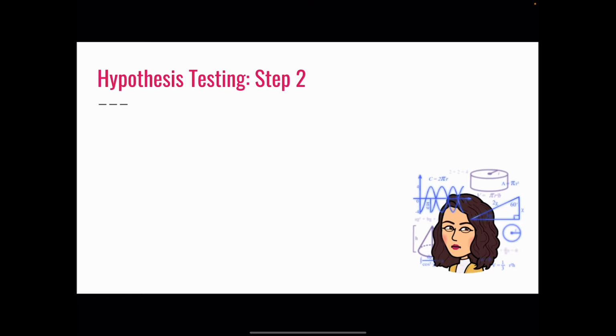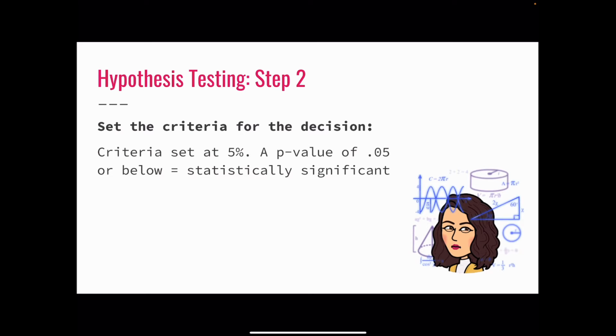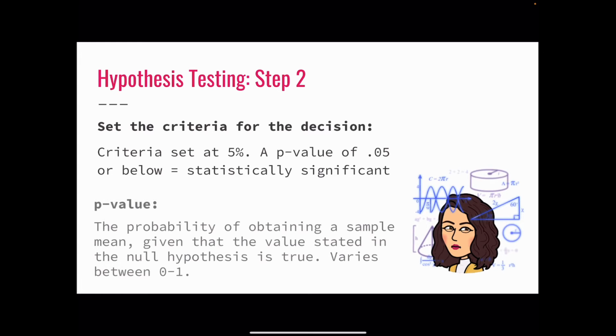In step 2 of hypothesis testing, we set the criteria for the decision. The most standard criteria set is 5%. That's a p-value of 0.05, and a p-value of 0.05 or below is what we consider to be statistically significant. A p-value is the probability of obtaining a sample mean given that the value stated in the null hypothesis is true. This number can vary between 0 and 1 and can never be negative.